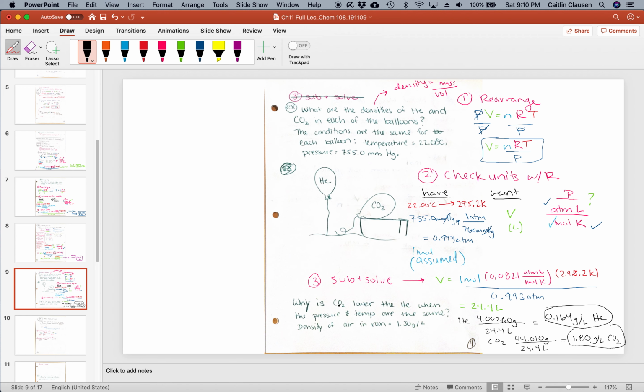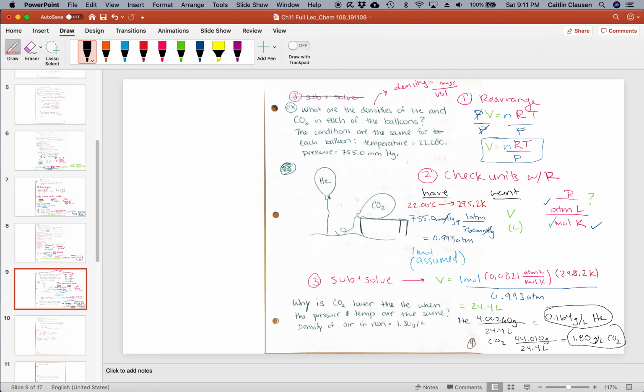This question, why is CO2 lower than the helium when the pressure and temperature are the same? So the density of air in the room is 1.3 grams. So that's all the air all around here. So why would a helium balloon float and CO2 balloon would not? Well, if we compare the density of air, 1.3 grams per liter, compared to helium, which is 0.64 grams per liter, helium is lighter than air, so it would sit on top of the air. That's why the balloon floats.